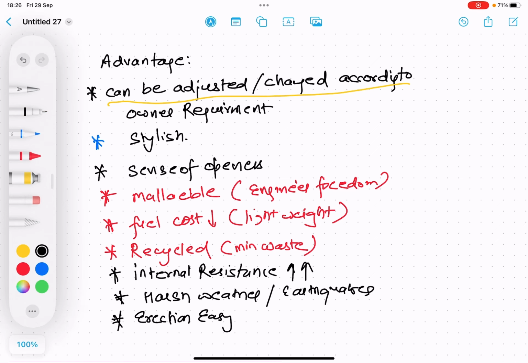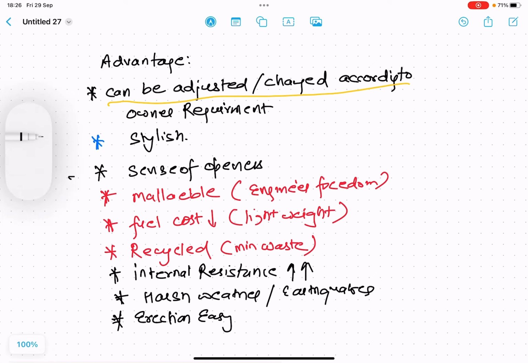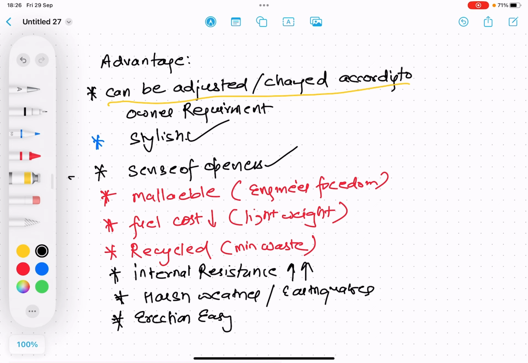And these look stylish, and there is a sense of openness. It is an open type of structure. So the main things are that steel structures are stylish and give a sense of openness. Also, they are malleable, so whatever shape you want to give them, you can easily give.